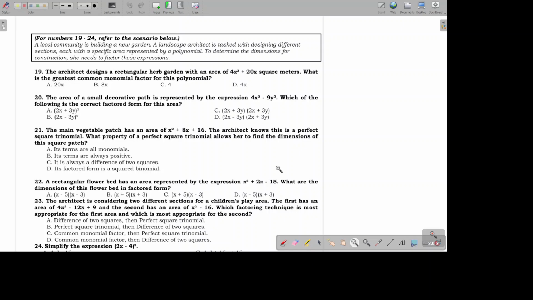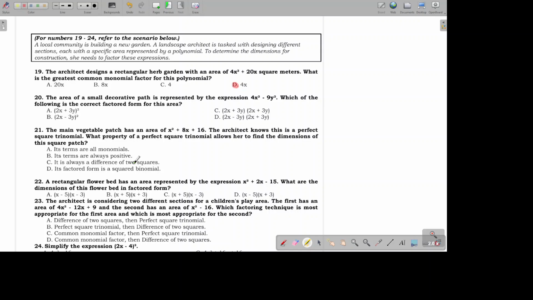So we should use factoring by common monomial factor here. So in doing that, we just have to look for the GCF of the coefficients. 4 and 20 has 4 as their GCF. And for the variable part, we just have to look for the one with the least exponent. And that's going to be x. So 4x is the answer. Letter D.